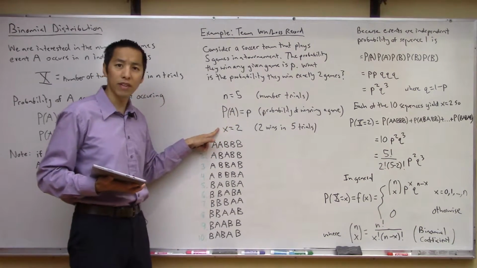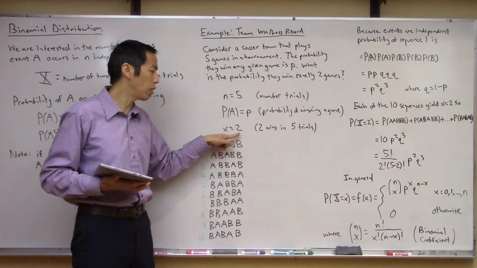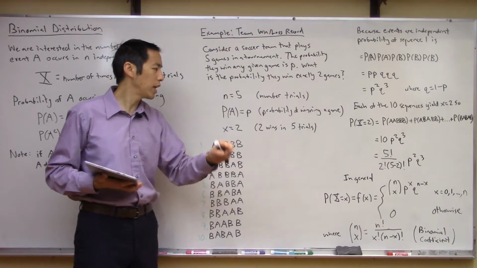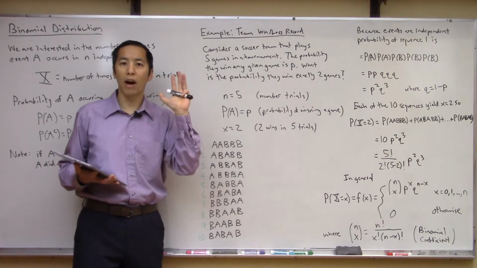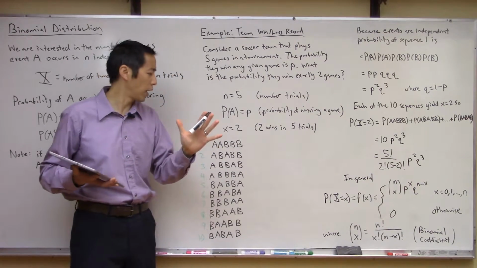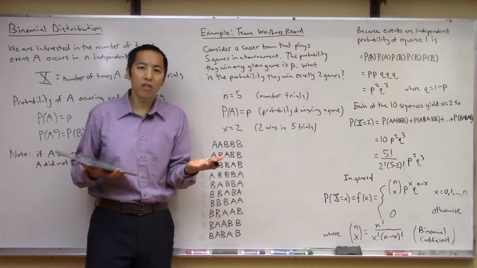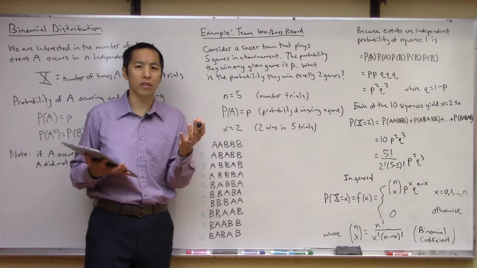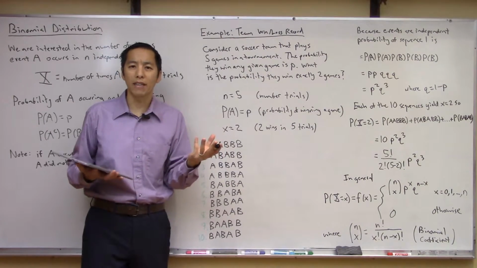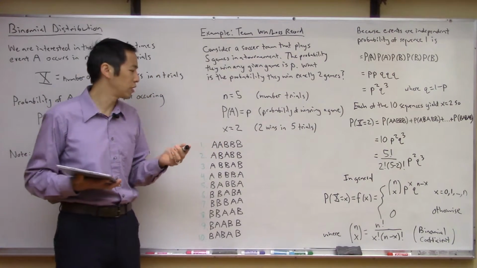Now, what I'm interested in is X equal to 2. I want to know the probability that over this entire tournament, they win exactly 2 out of the 5 games, or there are 2 successes in these 5 trials. I think the easiest way to do this, if you remember back to our discussion on permutations and combinations, is to just write down or enumerate all of the possible situations that could happen.